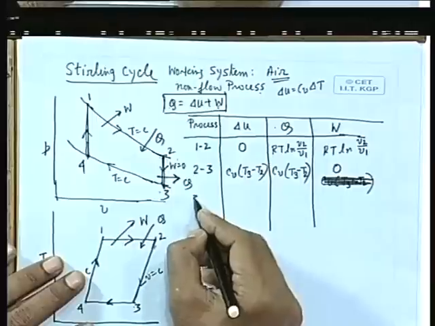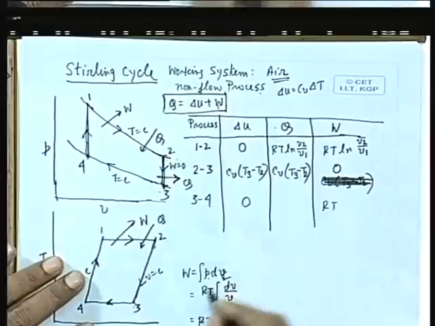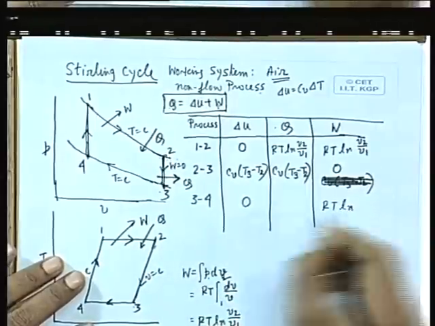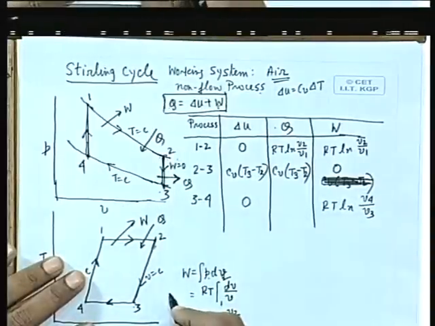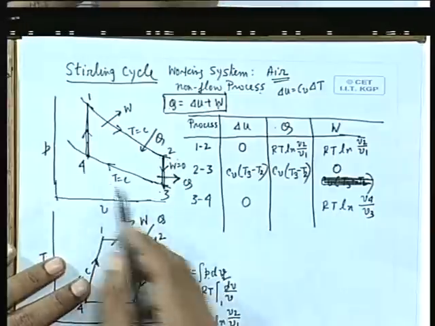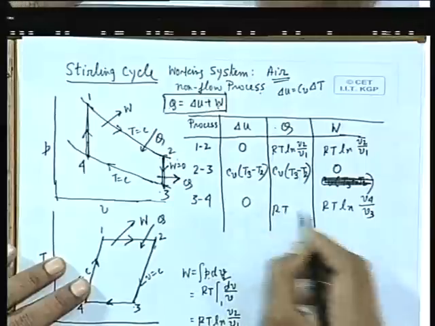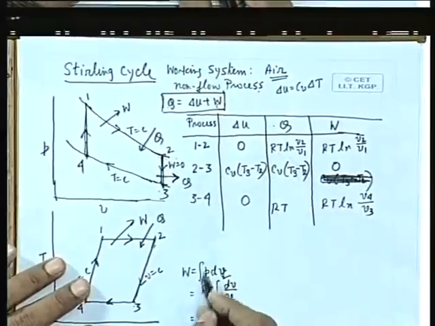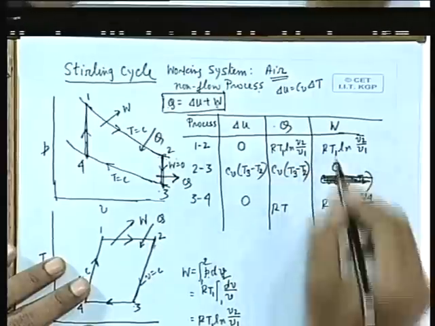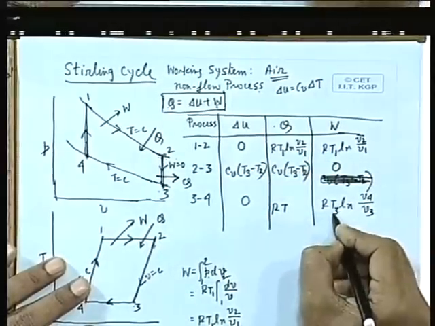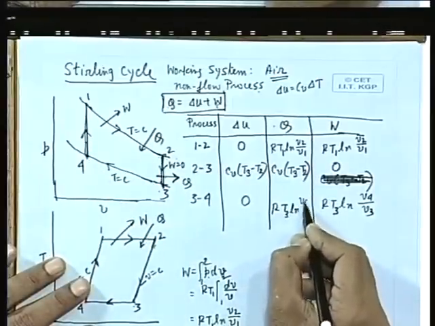So now we go to the 3-4 process, where again delta U is 0. W gets the same value by integrating PdV: RT ln, where the final volume is V4 and the initial is V3. Then what is Q? Since delta U is 0, Q is W, so Q is also RT. Now what is this T? For 1-2 it was RT1, since T1 and T2 are the same. Here I write RT3, because T3 and T4 are constant. So RT3 ln V4 by V3.